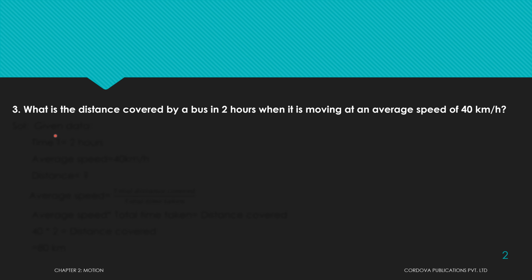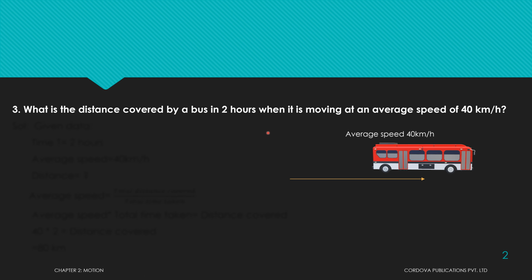Here is the third question. What is the distance covered by a bus in 2 hours when it is moving at the average speed of 40 km per hour? Here, let's understand the question first. There is a bus and it is going to travel with a speed of 40 km per hour. It is the average speed at which it has traveled, 40 km per hour, and it has traveled for 2 hours. With this speed, it has traveled for 2 hours, right?